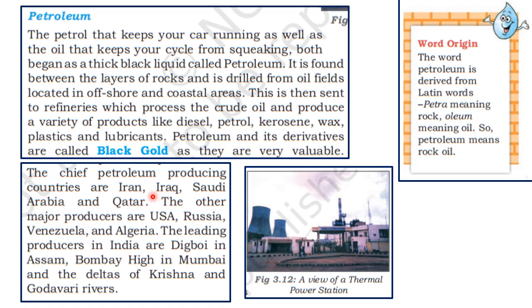The chief petroleum producing countries of the world are Iran, Iraq, Saudi Arabia and Qatar. The other major producer countries are USA, Russia, Venezuela and Algeria. The leading producers in India are Digboi, which is the oldest mineral oil producing region, in Assam, Bombay High in Mumbai and the deltas of the Krishna and Godavari rivers.